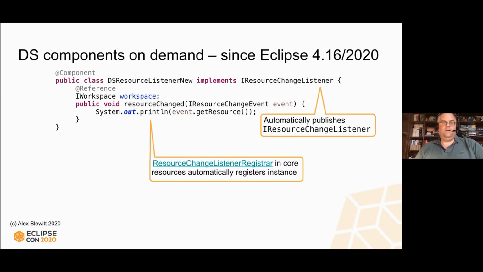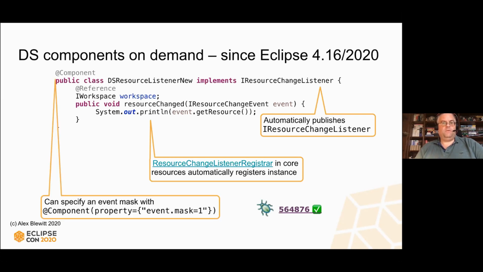And then a component called the ResourceChangeListener registrar in the resources bundle will notice that and subscribe it to the workspace on your behalf. So you actually only need to provide this and you get your resource change events for free. If you want, you can specify other things in the component to specify the event masks. So event mask 1 will give you pre-change and event mask 2 will give you post-build and so on.